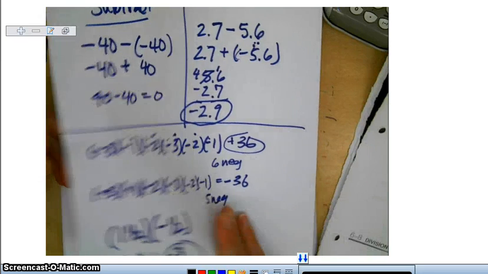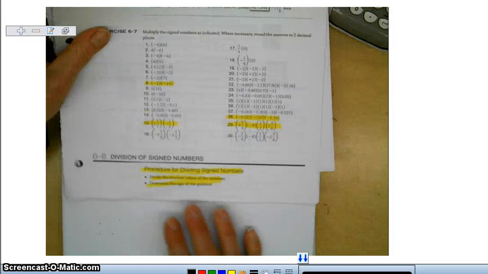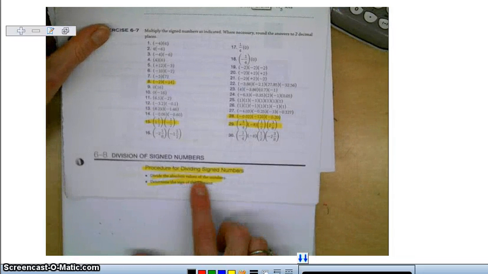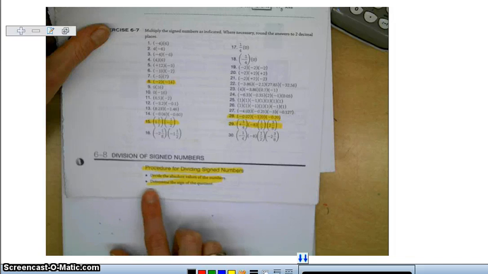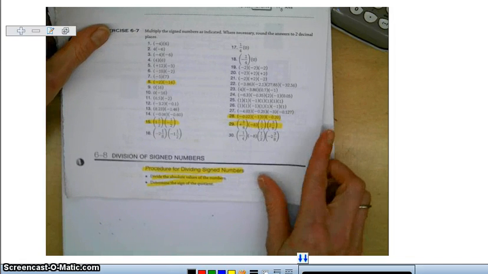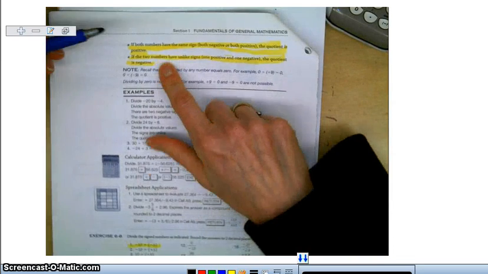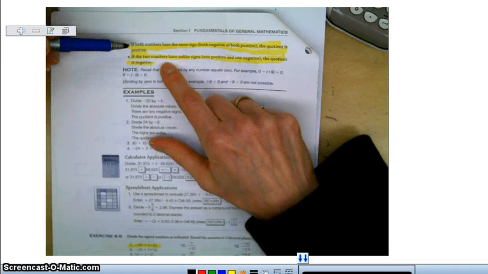All right, so dividing signed numbers. Divide the absolute values of the numbers. Determine the sign of the quotient. Well, the sign of the quotient is, if there's one negative, the answer is negative. They've got it right up here. This is all in your book, page 194. I'm using this so you can see that the instructions are right in your book.